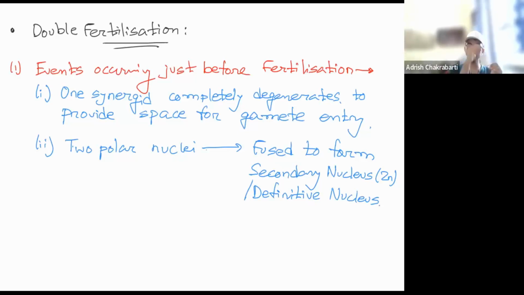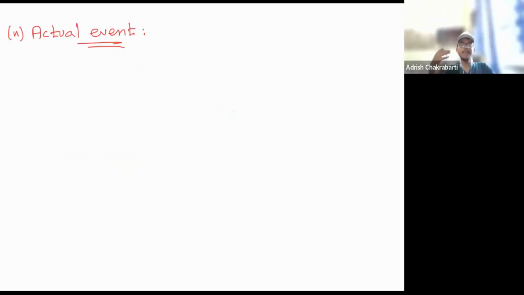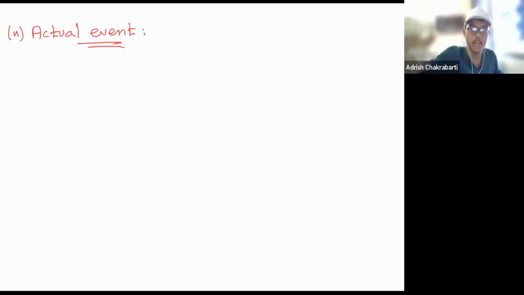Next, what happens in the central cell? You have 2 polar nuclei, that is, let me write it as N plus N. They get fused together to form the secondary nucleus 2N. This is also known as a definitive nucleus. Okay, so now this is the backdrop. Now we are getting to the actual event. When we discuss the actual event, you will more clearly understand why I am referring to this process as double fertilization.